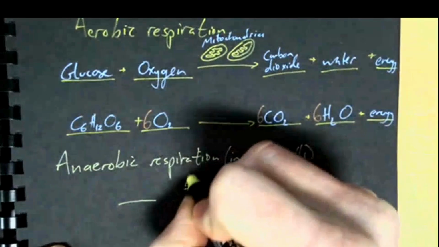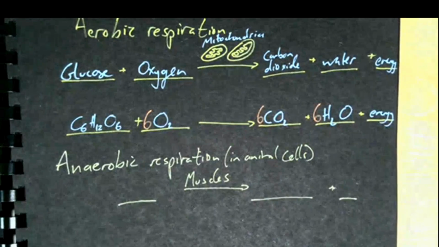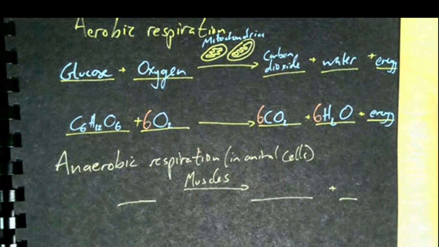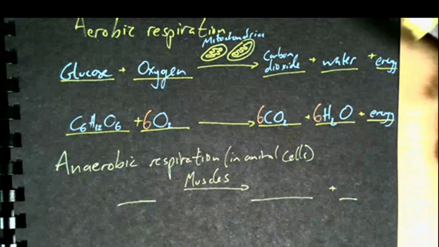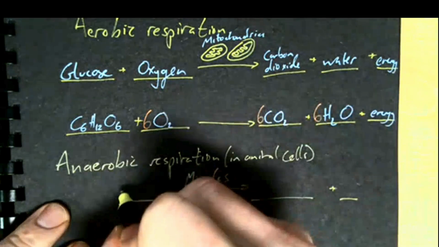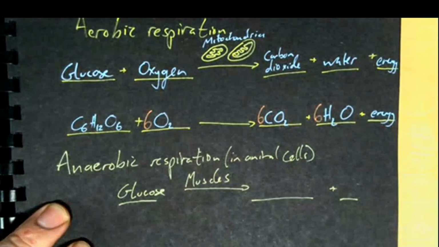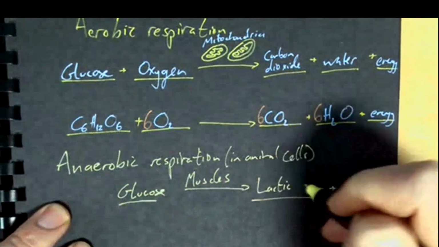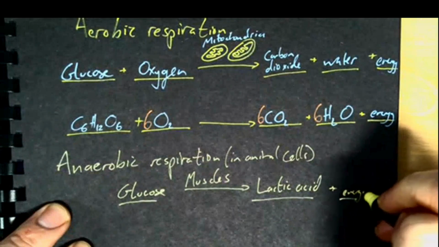It is going to happen in your muscles when you are doing vigorous exercise, some kind of high intensity exercise where you're not able to supply enough oxygen. You still need the energy. We're still needing to do all the contractions. We're still needing to do the movement, but we can't actually get the oxygen in quick enough. And so in this instance, it is glucose taken to your muscles, and it is broken down into lactic acid plus energy.